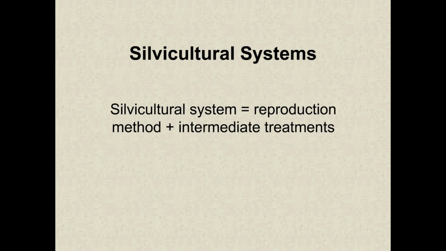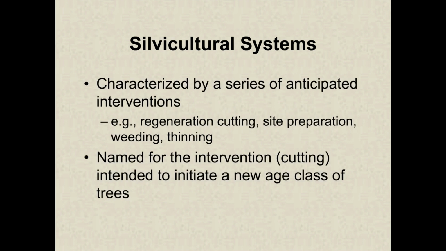This is the only equation I'm going to show you. And it's a word equation. It's a reproduction method plus intermediate treatments. Okay? That's the system. And so for whatever system you're talking about, you have these series of, and I say anticipated, interventions because some of them may or may not come to pass depending on what happens. You may have to do more work than you thought, a regeneration failure or something like that. But the name of the system is named for the thing. Remember, we're going way back to slide 1, whether you make your babies or not. And so it's named for the thing that causes the regeneration in there.